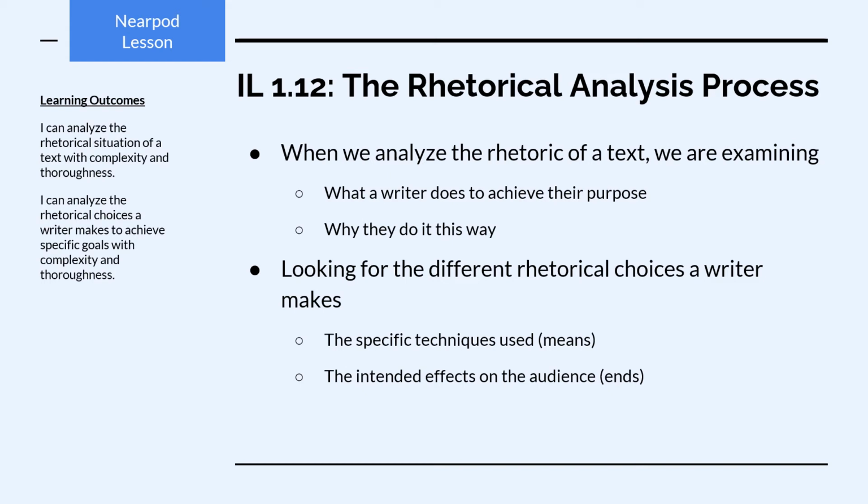When we analyze the rhetoric of a text, we are examining what a writer does to achieve their purpose and why they do it this way. In other words, we're looking for the different rhetorical choices that a writer makes. That is, the specific techniques they use, the means, and their intended effects on the audience, or the ends.